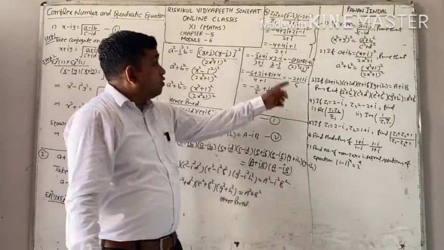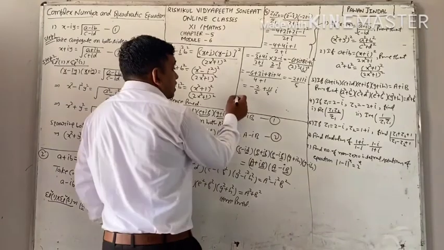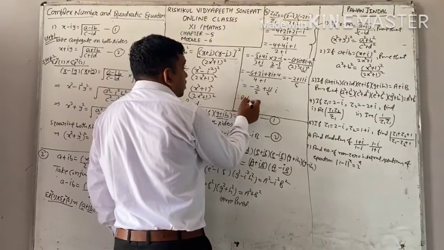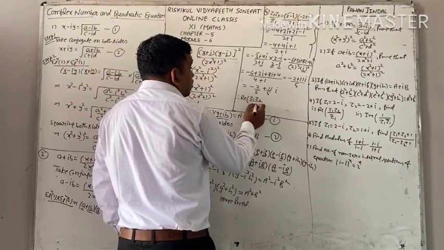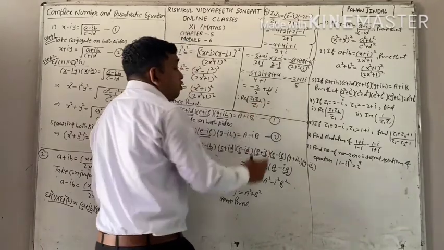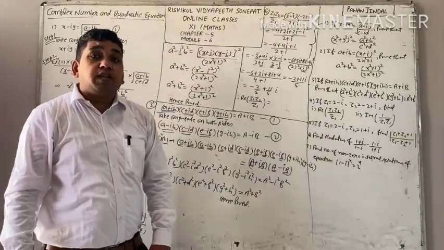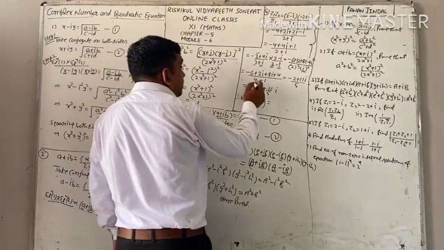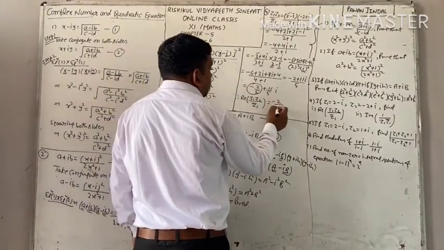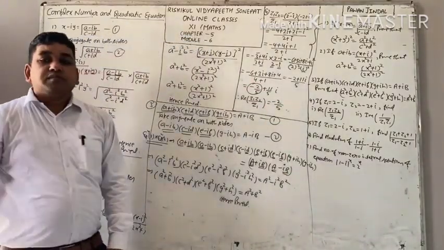But I have to write down only real part. Therefore, real part of z1 into z2 upon z1 bar. Real part means without i. The term which is without i, that is called your real part, and real part is minus 2 by 5. This is your answer. Right?